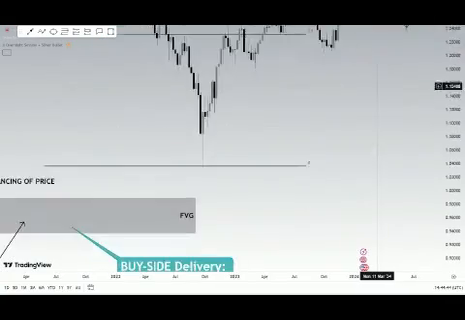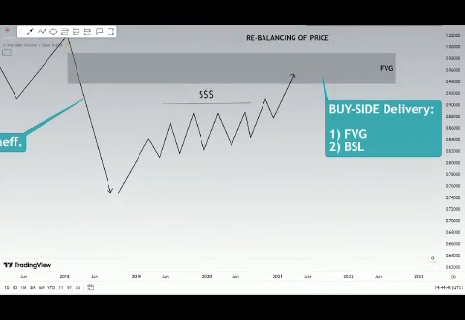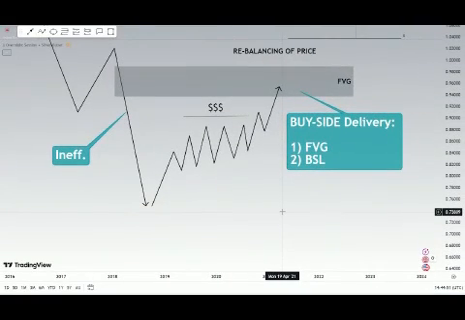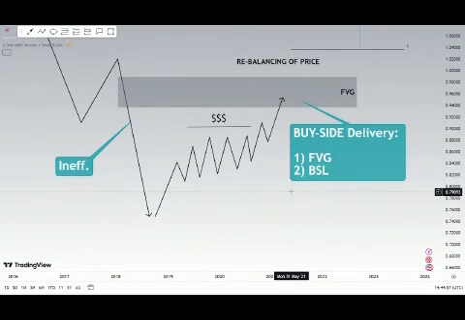Okay, so to sum up, let's have a quick summary of what we've been through. Buy side delivery. The same thing can be said about sell side delivery. It's just flipped on its head. So when we look at buy side delivery, we're looking for two things. We're looking more specifically for the algorithm. When I say the algorithm, I refer to something called IPDA, the interbank price delivery algorithm.